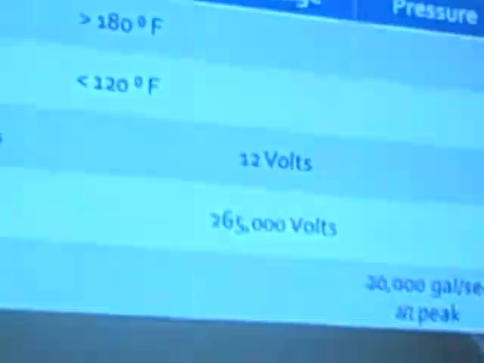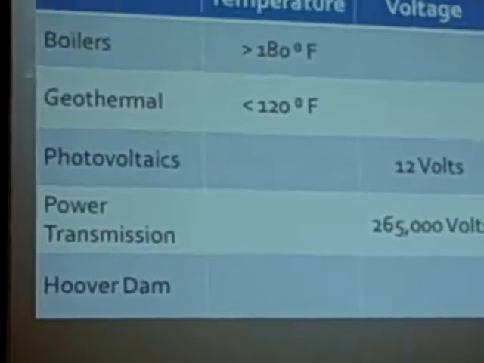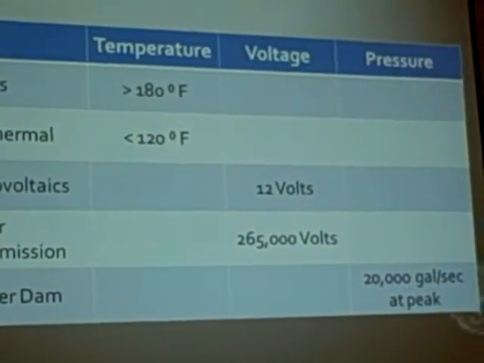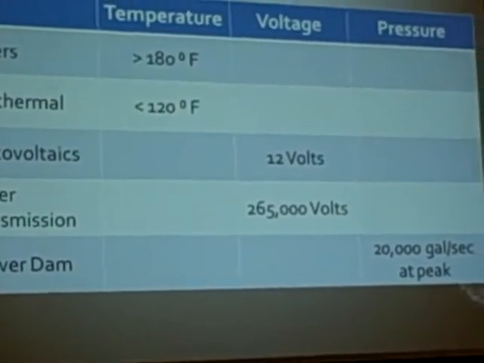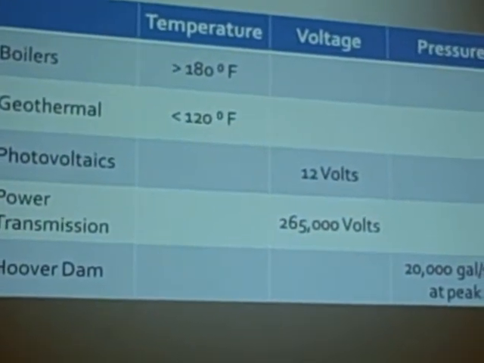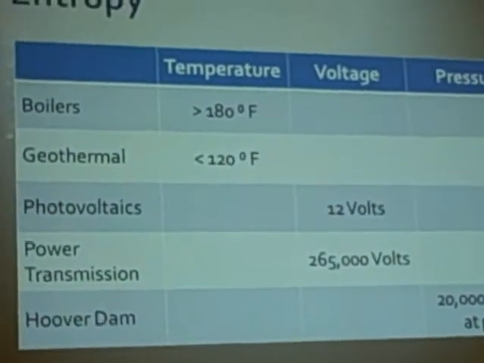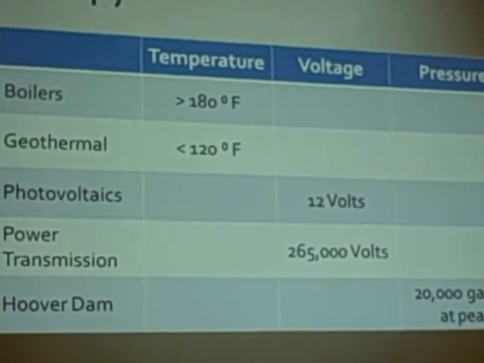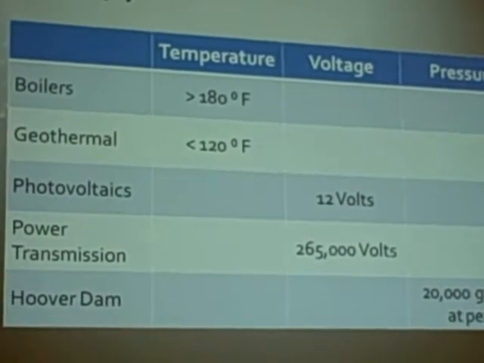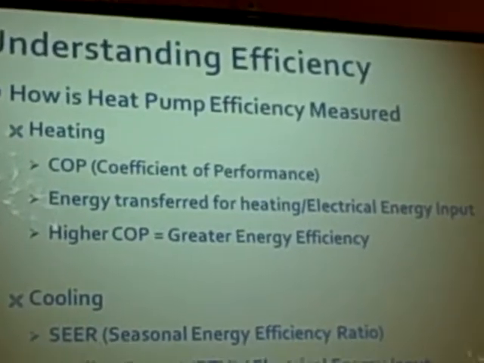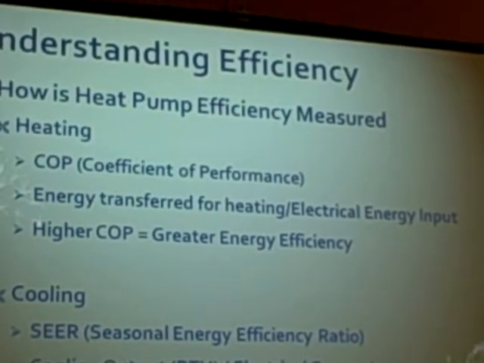Getting back to where I had things in parentheses: boiler systems, 180 degrees, fairly high ordered systems. Geothermal systems, less than 120 degrees, low ordered systems. Photovoltaics, 12 volts. Power transmission, 265,000 volts. Hoover Dam, 20,000 gallons per second at peak. Notice that the technologies we're heading into are going to be utilizing disordered systems. COPs, coefficients of performance, and SEERs, seasonal energy efficiency ratios.